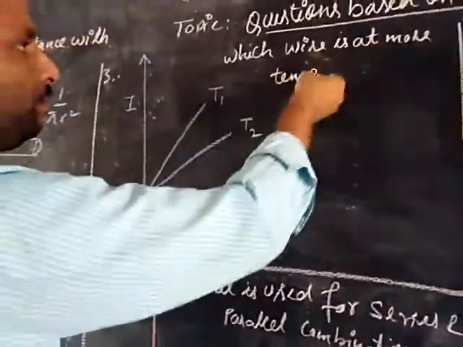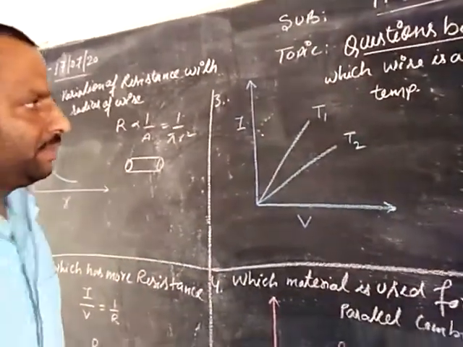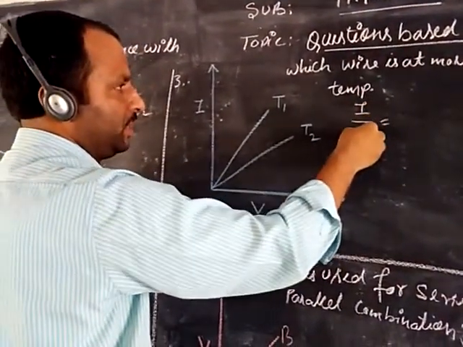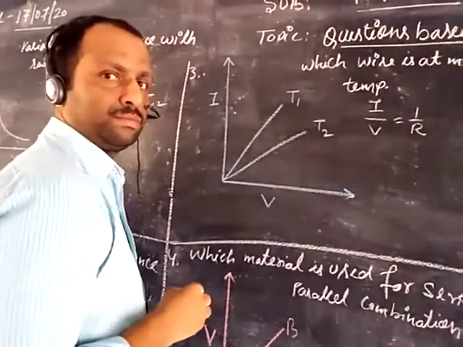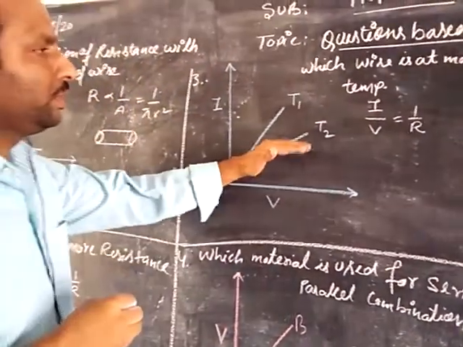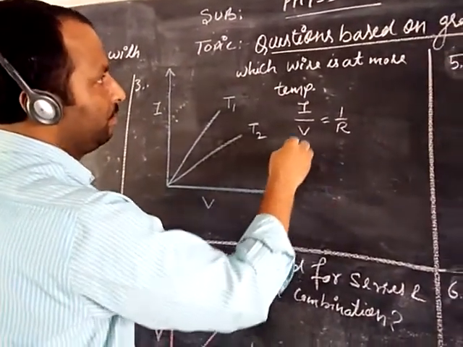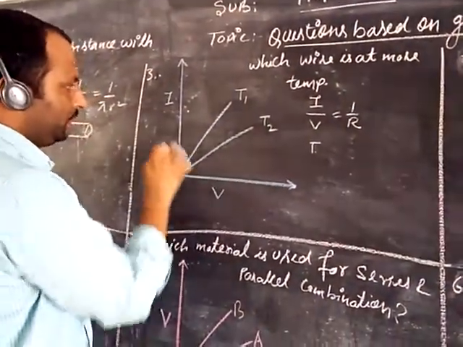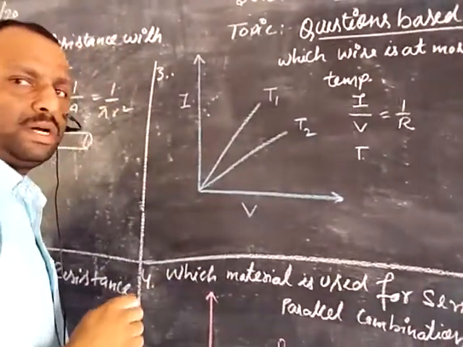Now let us see question number 3. Which wire is at more temperature? The graph is again plotted between I and V. We know that I upon V represents 1 upon R. Here the question is which wire is at the more temperature. So here the graph of I upon V is plotted, and this represents 1 upon R.